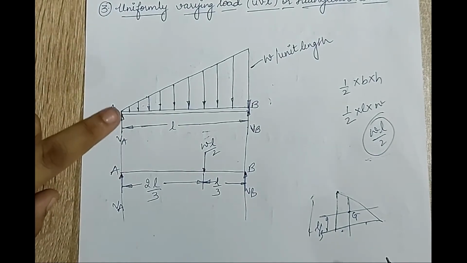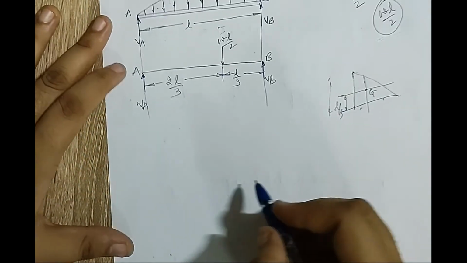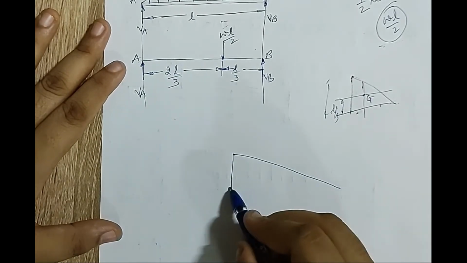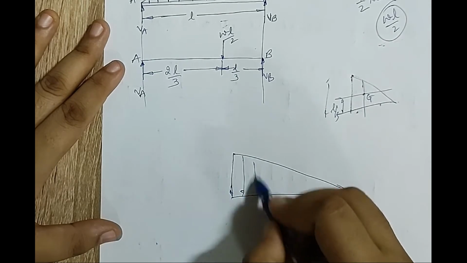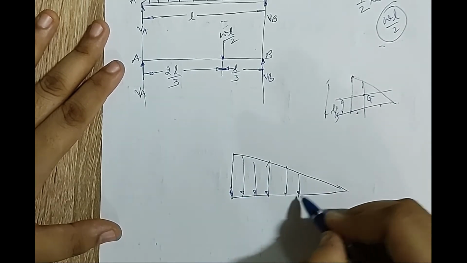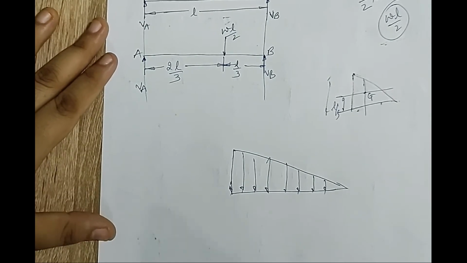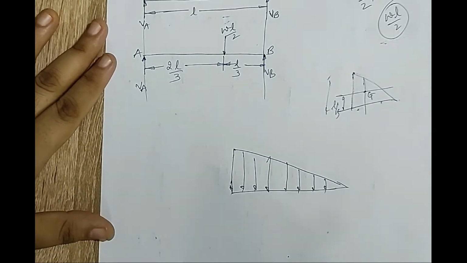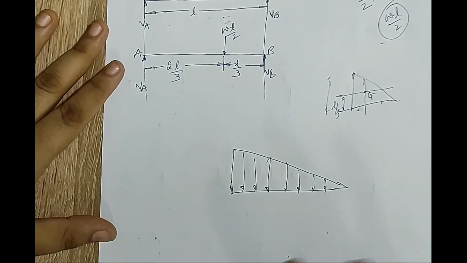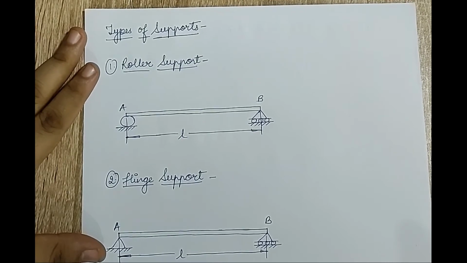Now this is one type of uniformly varying load. There is another type which looks like this. This is of decreasing type, so this looks like this. So you can just draw the same figure. I leave this as an exercise for you. If you have a decreasing type of UVL, you can draw the similar FBD for it. Okay, so this is all about the types of loads. Next we will go to types of supports.